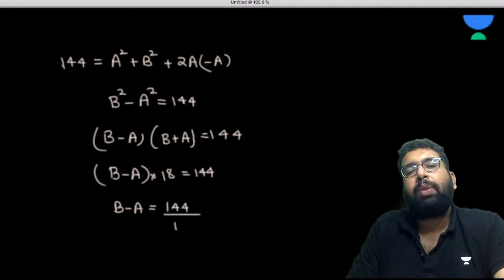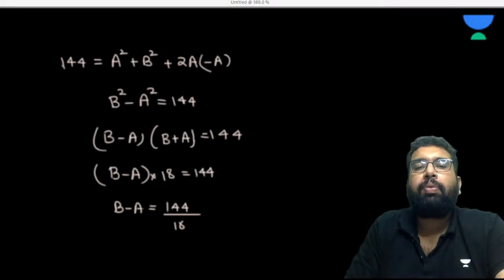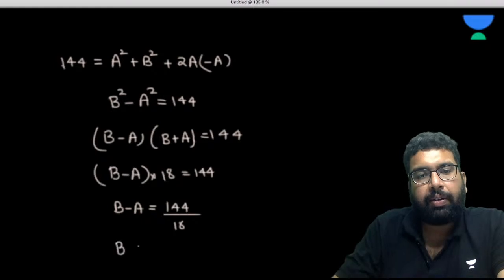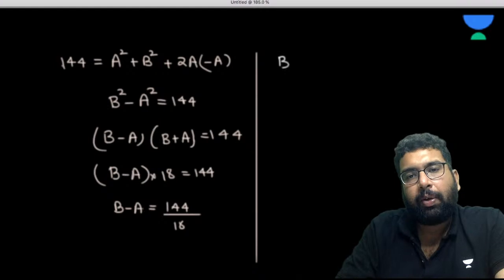Now when I do 144 by 18, how much are we getting, sir? 18, 8 times 144, right? Am I right or wrong? Yeah, right only. Just wait, there is a lot to it. Don't worry. Let me do it now. So, b minus a is equal to 8.